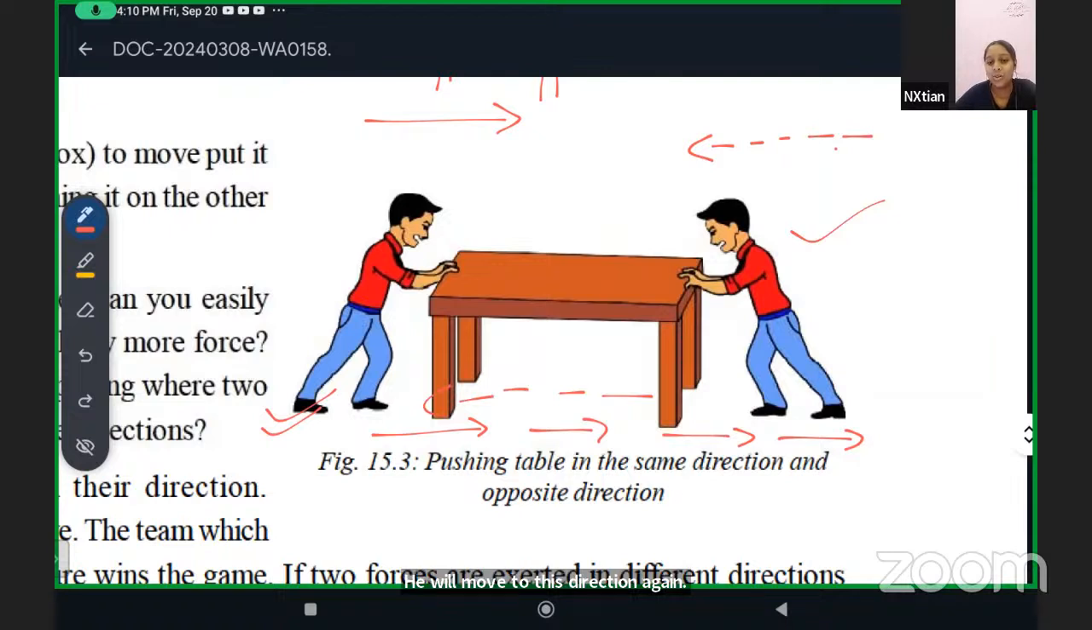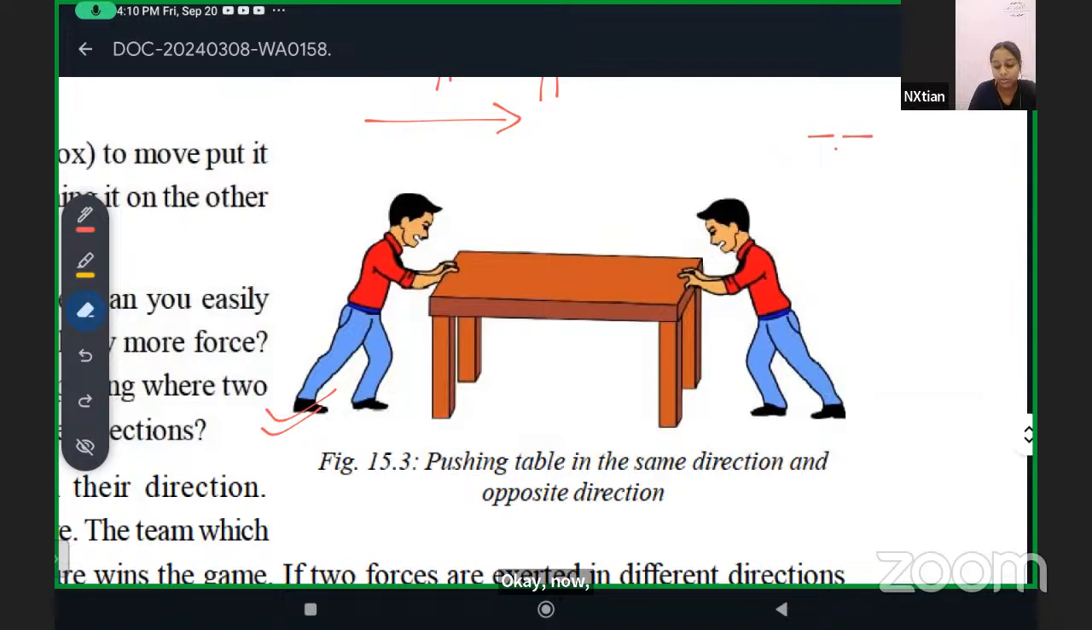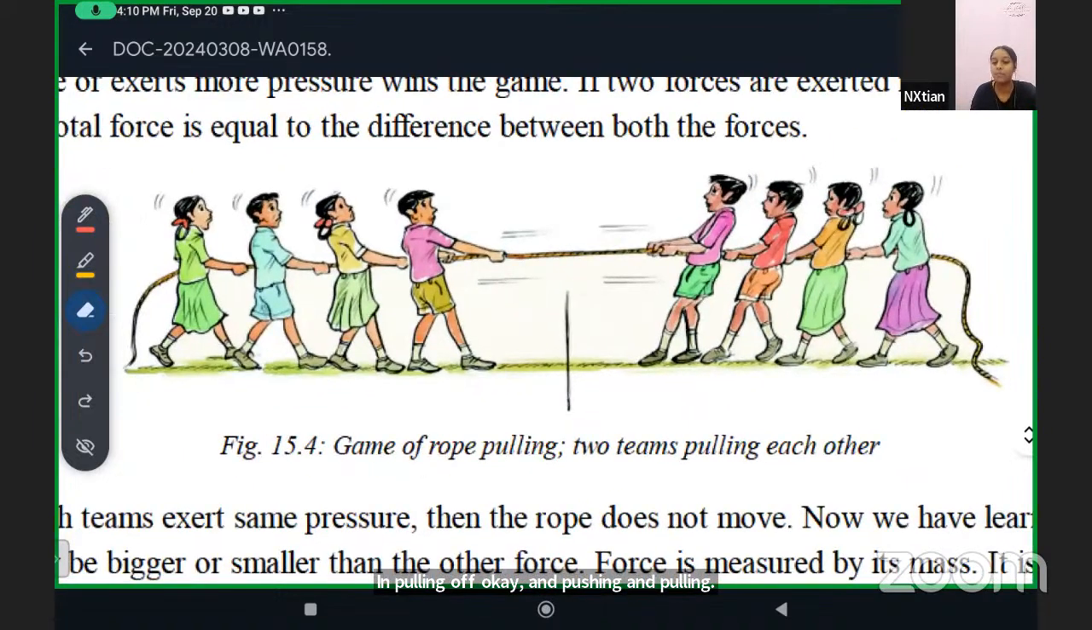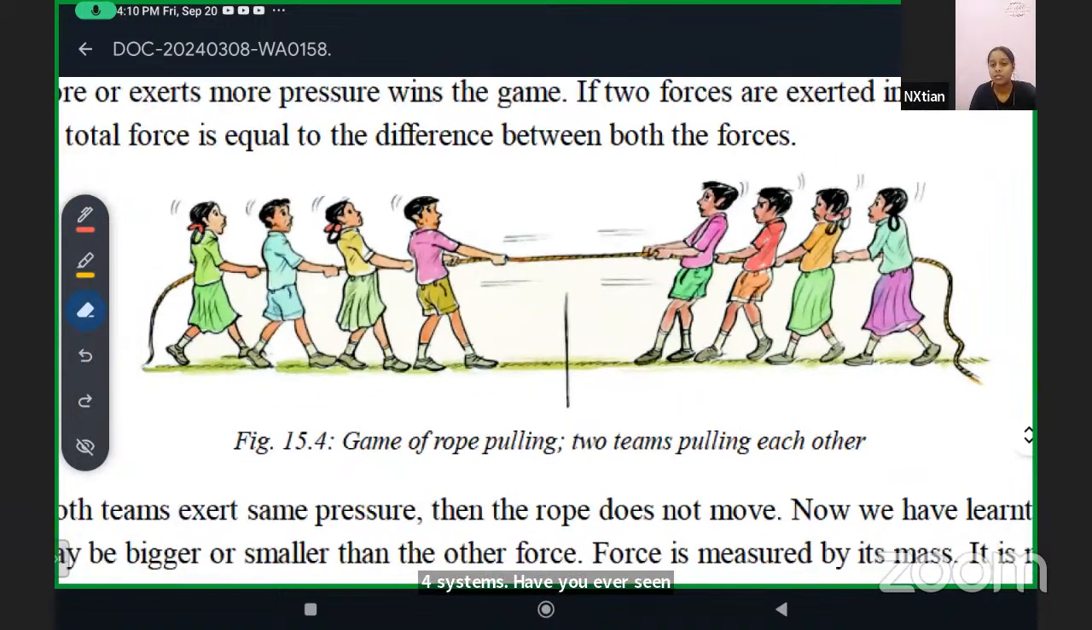So for it to move forward, to take the table forward, both of them need to push in the same direction. Now, force is applied in pushing also, and in pulling also. In pushing and pulling, both, force is used. Have you ever seen this game where people pull the rope and the team towards which it goes wins?